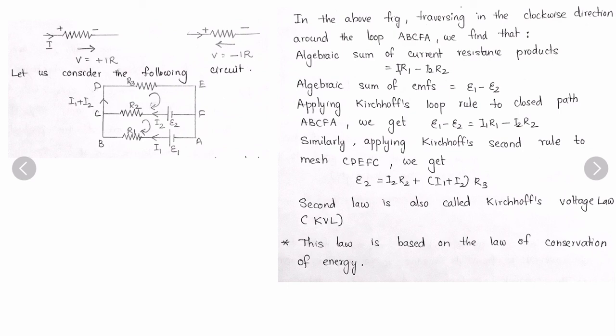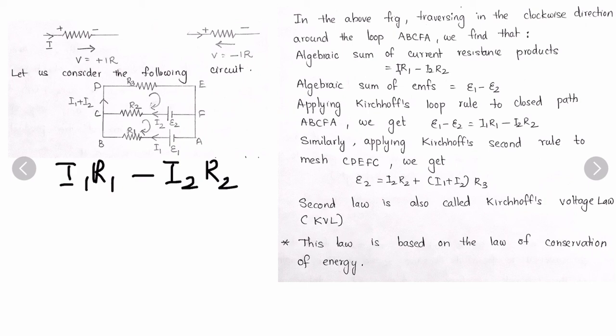So what will it become now? I1 R1 product is positive, but I2 R2 product is negative. The sum of the current-resistor products is I1 R1 minus I2 R2.